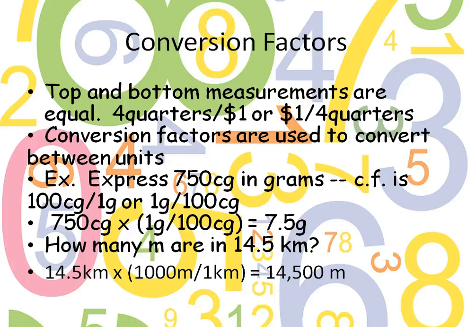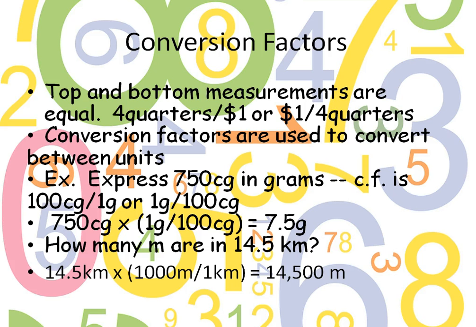So for example, if I wanted to go from 750 centigrams into grams, I would either use the 100 cg over 1 gram conversion or 1 gram over 100 centigrams. In order to get from centigrams to grams, I need my centigrams to drop out of the equation and cancel out. So I'm going to put 1 gram on top and 100 centigrams on the bottom. So 750 centigrams times 1 gram divided by 100 centigrams. I'm not changing the value, I'm simply changing the size of the unit. Means that this is going to convert out to 7.5 grams.